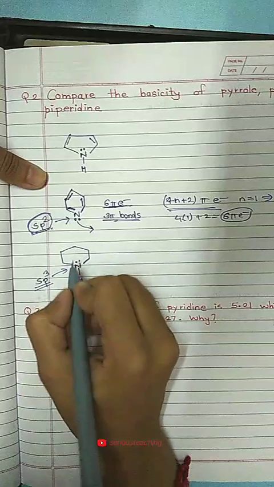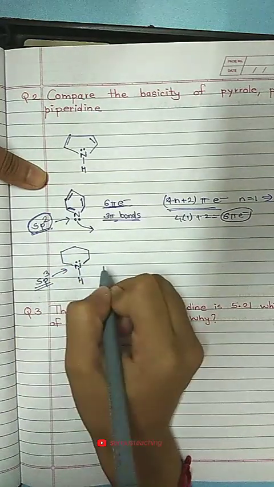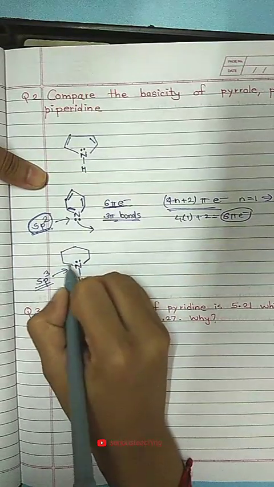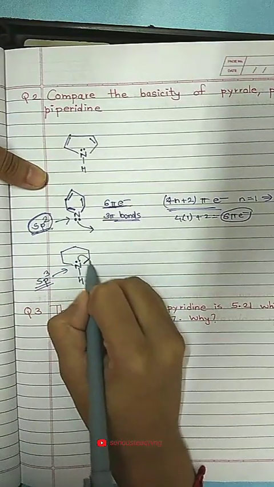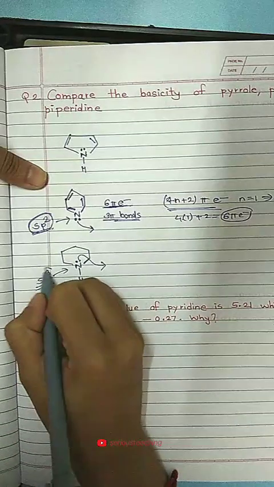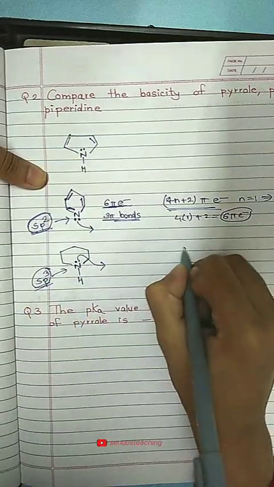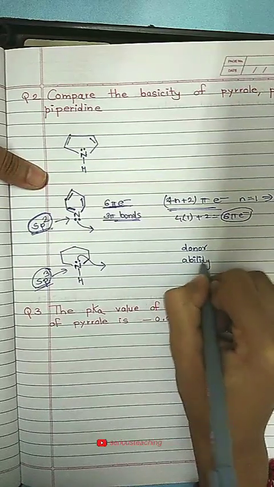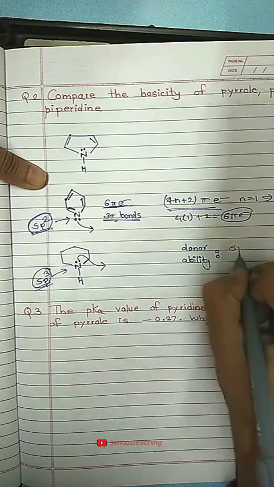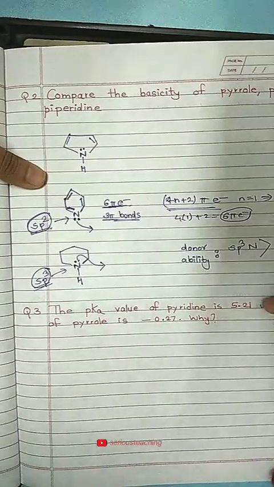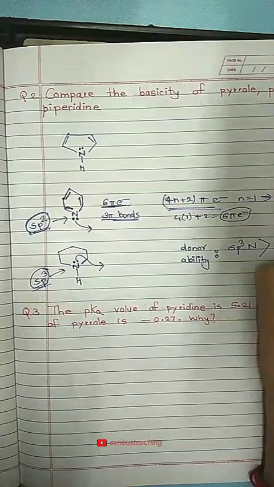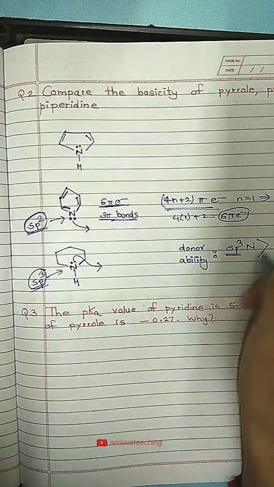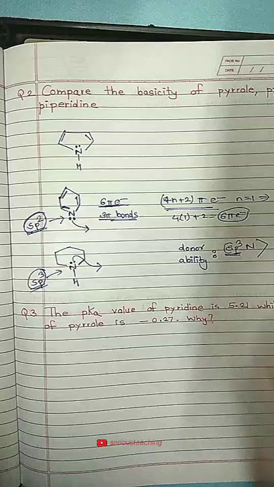In piperidine there is no conjugation, no resonance. Therefore, the lone pair of electrons is not in resonance, so it is more easily available for donation. And here nitrogen is sp3 hybridized. And you know the donor ability. What is donor ability? Donor ability means the ability to donate electrons. Whenever sp3 nitrogen is present, it will donate electrons more easily than sp2 nitrogen due to the electronegativity difference, because sp3 nitrogen is less electronegative: here the S content is less and the P content is more.